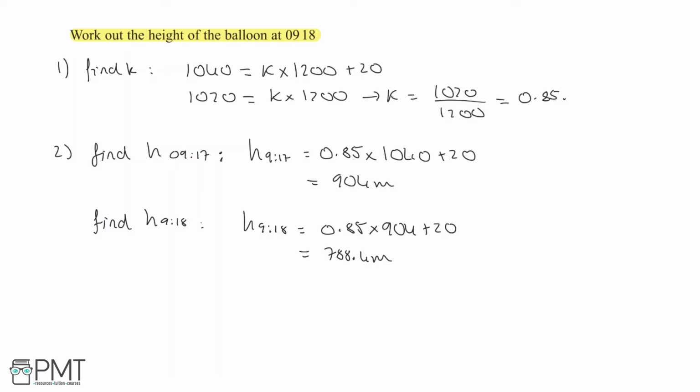This question is worth 4 marks. First mark comes from a method to find k, as we have done here. Second mark comes from actually finding k, as we have done here. Third mark comes from a complete process, so finding the distance at 9:17. And fourth mark comes from getting the correct final answer.